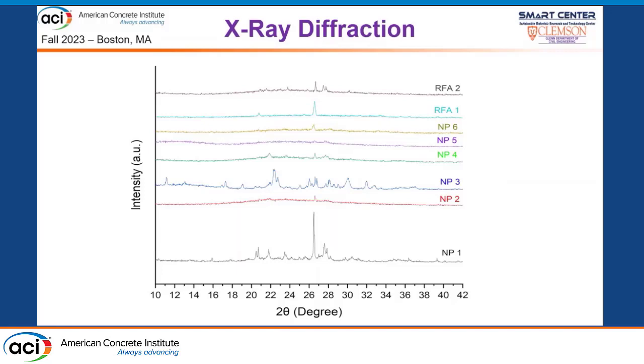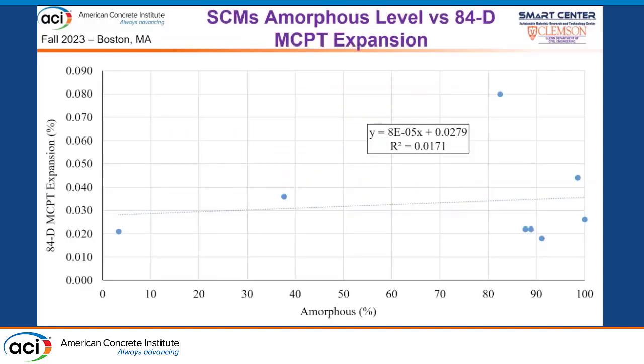Except for MP3 and MP1, the rest of them are very amorphous. For MP1 and MP3, lots of crystal peaks occur at these angle degrees. And we do a simple linear regression between the SCM's amorphous level and the 84-day MCPT expansion, and there is no correlation between the two data sets.